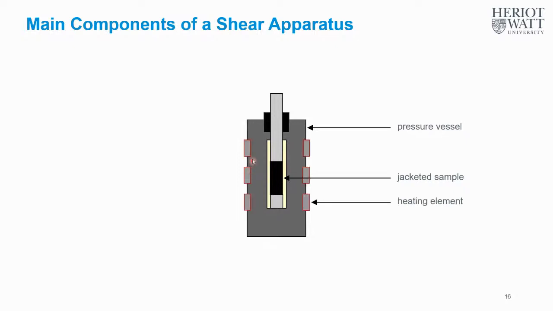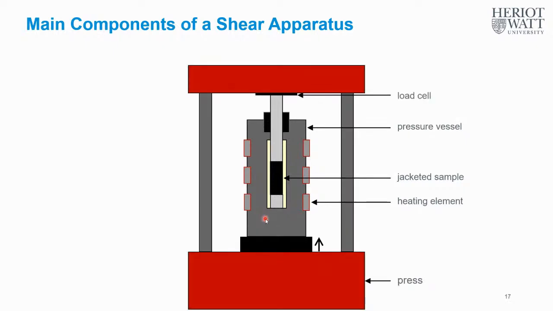The vessel is also typically surrounded by heating elements, and with these the entire assembly can be heated up, and the experiments can be performed at temperatures relevant for the subsurface. This assembly is then located in a press, and in this case the bottom of the press moves upward. This causes the deformation of the sample, and the shear stress is measured here on top via a load cell. The speed with which the bottom is moved up can vary.